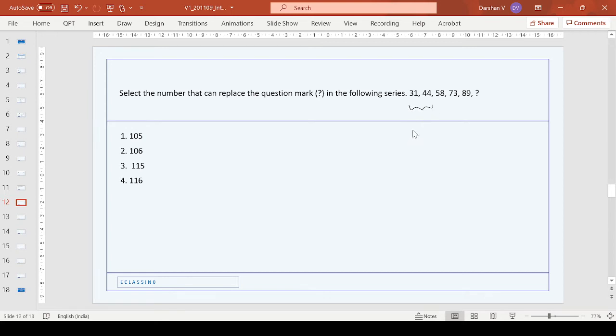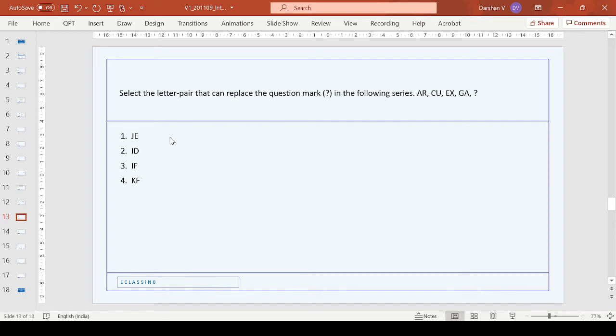44 minus 31 is 13. This is coming as 14. Difference between 73 and 58 is 15. 16, so we have the pattern coming up. So the next number should be after 17. So if we add 89 and 17, we will get 106, which is the answer.